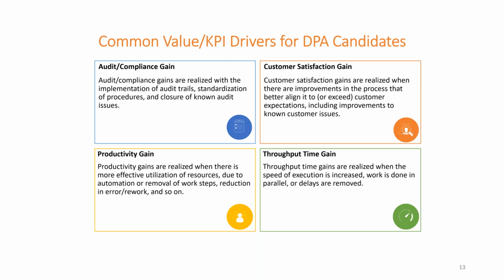There's also productivity gains and throughput time gains. These are the most common ones that people think of when they think of automation. Productivity being gains that are realized when there's automation, removal of work steps, reduction of error and rework because of validations and so on. And throughput time when you're increasing the speed of execution by allowing a bunch of work that had to be done in sequence before to be done in parallel, or to automate or remove steps completely. Those kind of metrics also are extremely common and used quite frequently.